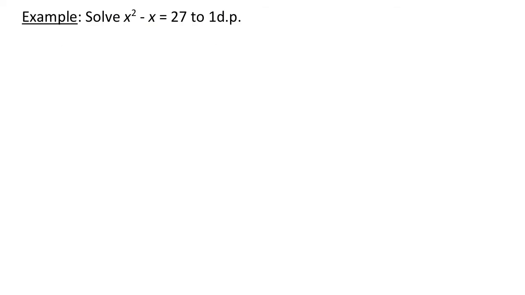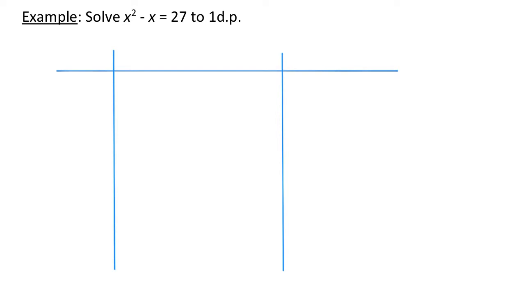So if we're trying to solve x squared minus x equals 27, what we need to do is pick out some x values that we're going to substitute into x squared minus x, and we want the target to be 27. So we want all the answers to be as close as possible to 27, and we'll see if they're too big or too small. If they're too big, then we'll make our x value smaller. If they're too small, then we'll make our x value bigger.